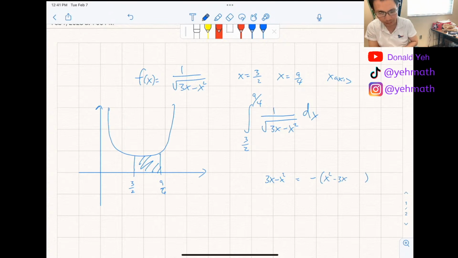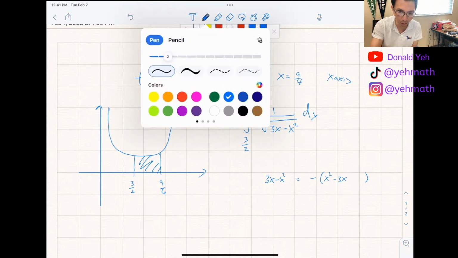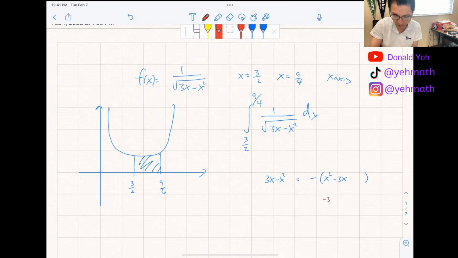So now I'm still going to complete the square here. Which is -3 divided by 2, squared. This is 9/4. So I'm going to add 9/4. Now, what happens if you add 9/4? You're also going to get something outside. Is it going to be plus 9/4 or minus 9/4? Plus.